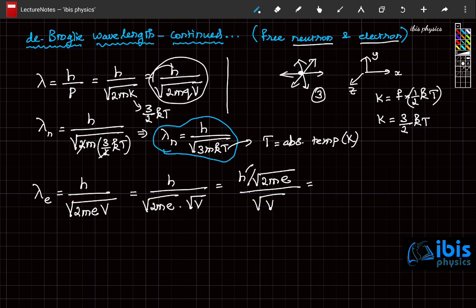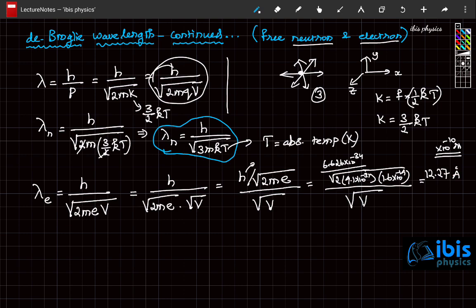If you substitute h, Planck's constant, 6.626 into 10 power minus 34, divided by square root of 2, the mass of the electron 9.1 into 10 power minus 31 kilogram, and the charge of the electron 1.6 into 10 power minus 19, whole divided by square root of V, with the electron accelerated by V potential difference, when you work out all the values you will get 12.27 into 10 power minus 10 meter. 10 power minus 10 meter is angstrom. So 12.27 angstrom divided by root V.